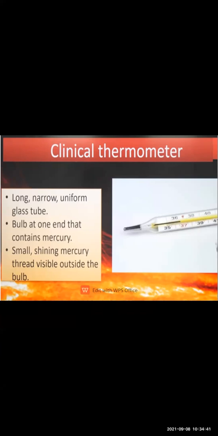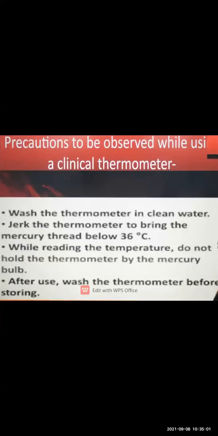Whenever you are dipping this thermometer in a hot or cold surface, there is a rise or a fall of the mercury. If the object is heated, the mercury will rise, and if you are measuring in cold water, the mercury level will come downwards. Okay, this is about the clinical thermometer.